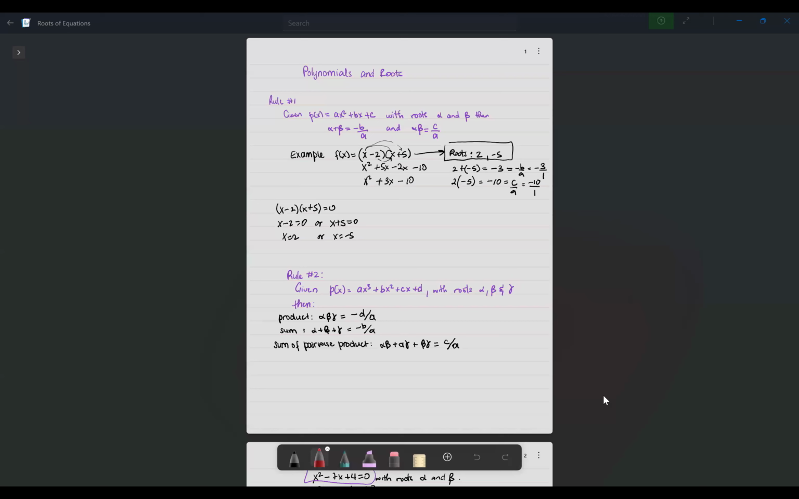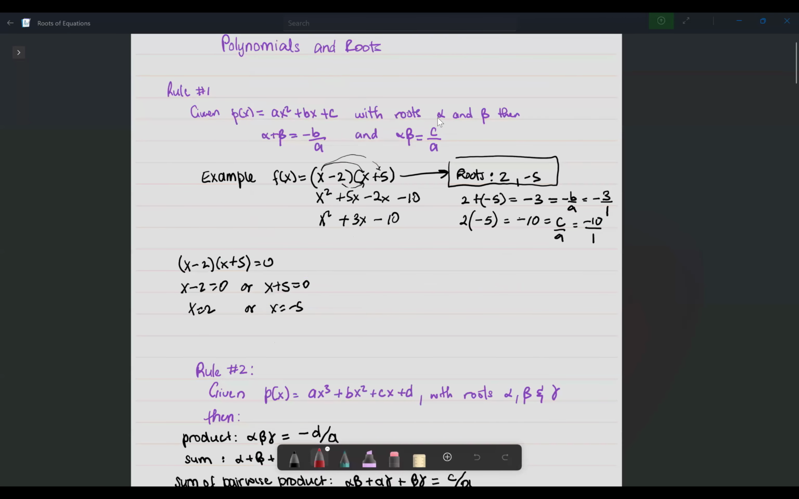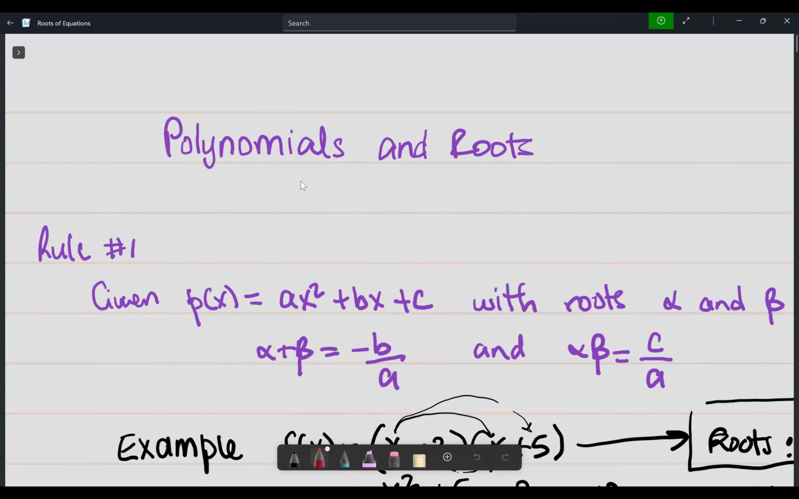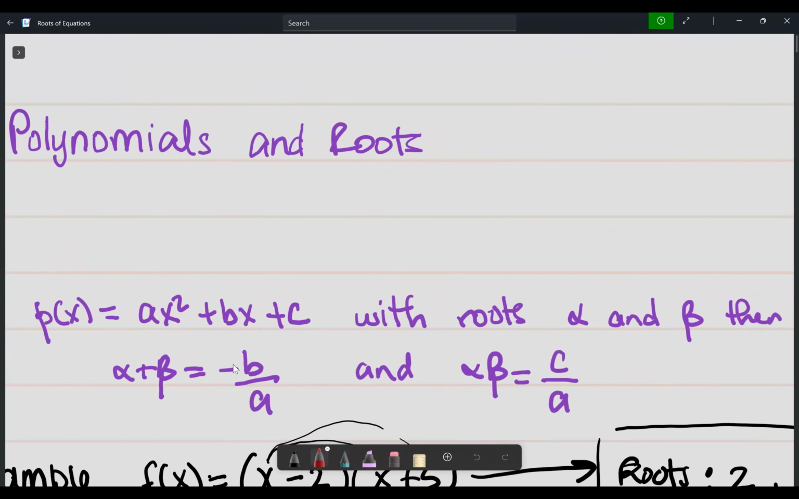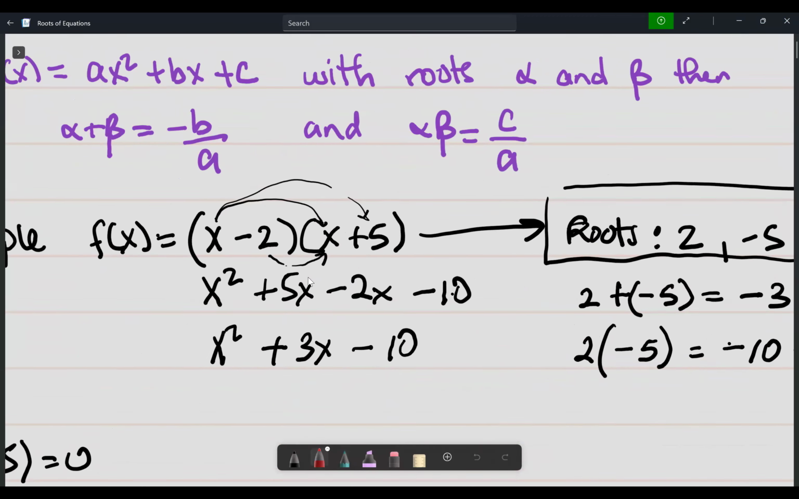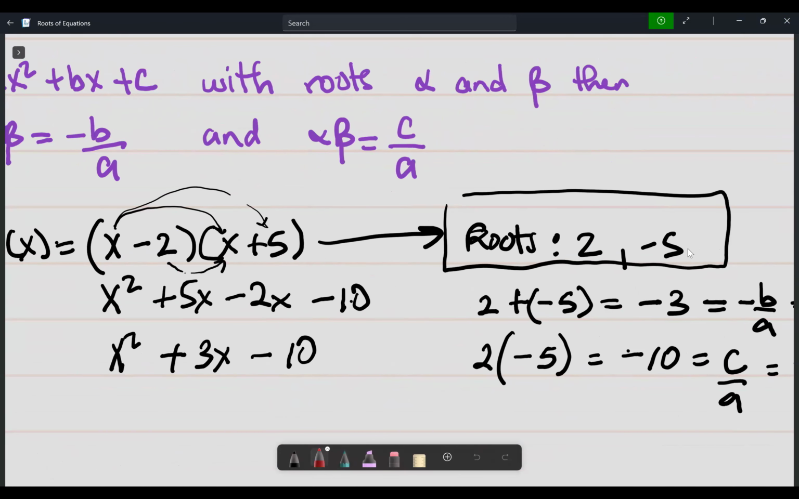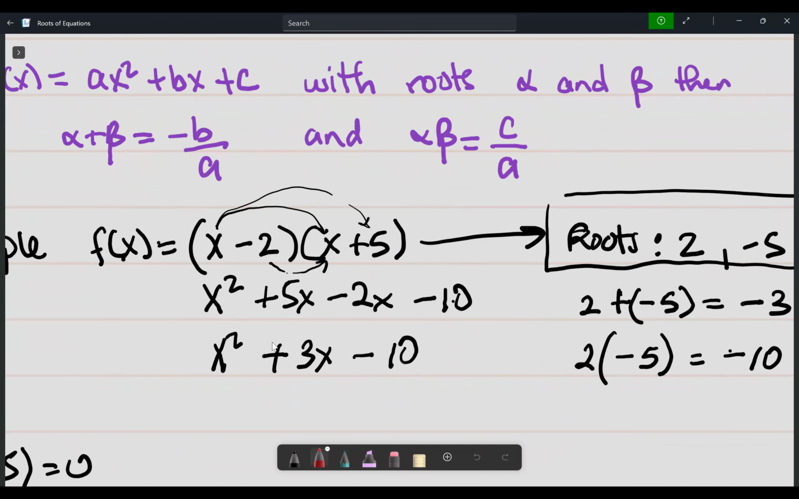So look at the roots of an equation, right? The roots of an equation in AddMaths, you have to start with the AddMaths section. In AddMaths, we learned about the roots of a quadratic. We learned that if they have the roots alpha and beta, then adding them will give us negative b over a, and multiplying them is going to give us c over a. That's what we learned in AddMaths. We are going to look at an example. If we have f of x being x minus 2 times x plus 5, we know that the roots are 2 and negative 5. But before we do that, we're going to expand it out.